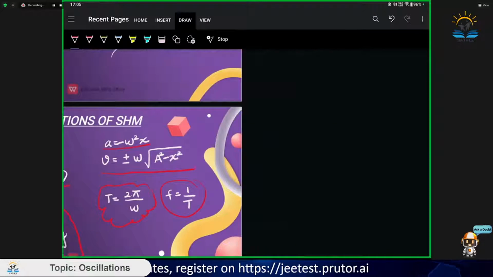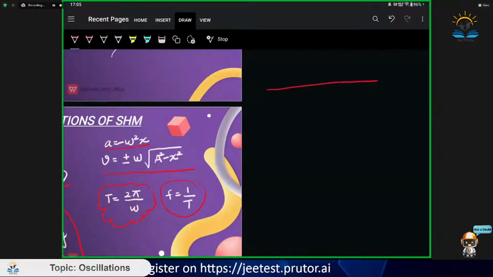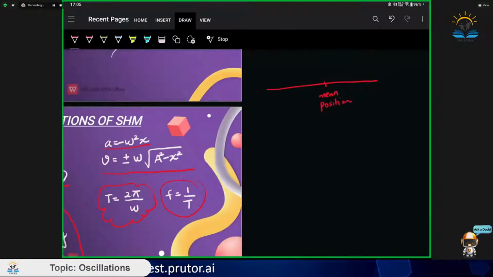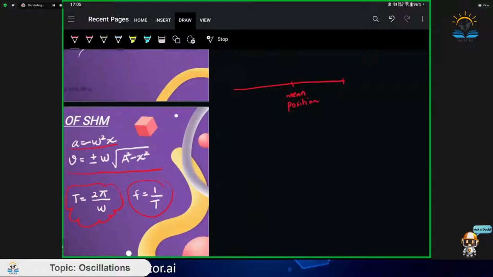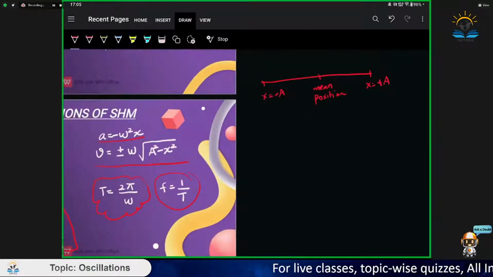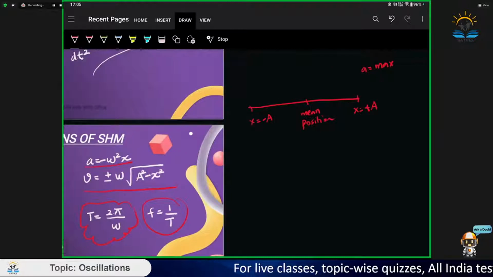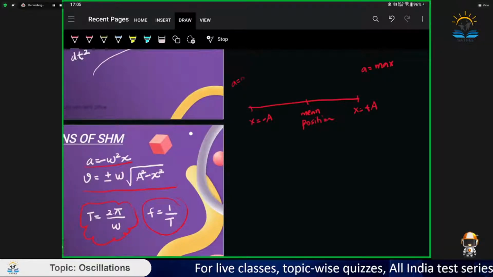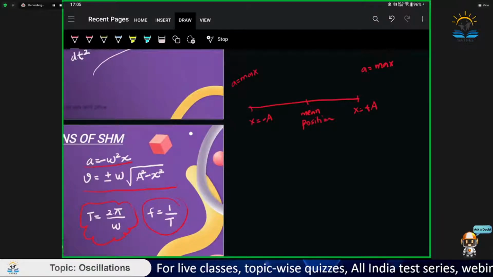Suppose this is the mean position, and this is x equal to plus a, the amplitude. Here x is equal to minus a. So acceleration will be maximum here. Why? Because the equation of acceleration is minus omega square x, so where x is maximum, acceleration is maximum. So at the amplitudes, acceleration will be maximum.